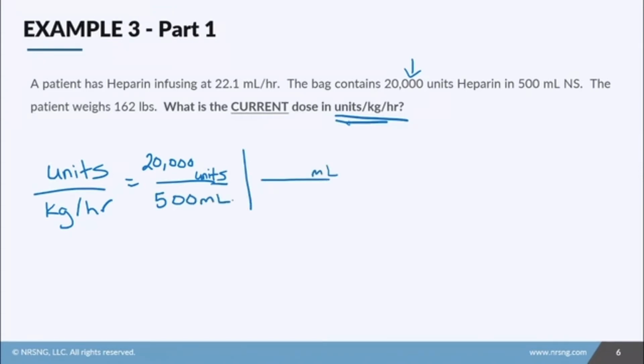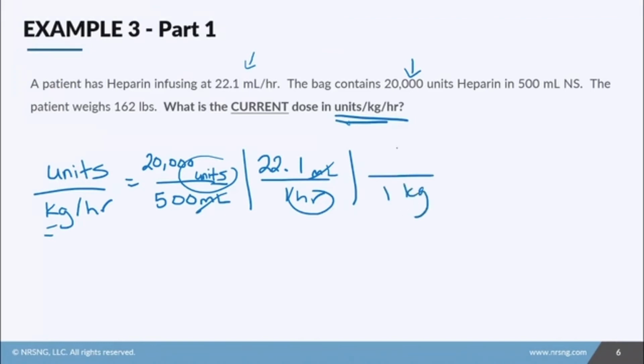Transfer your units across. What do we know about milliliters? 22.1 milliliters in 1 hour. Cancel milliliters. We've got units, we've got hours, we're missing kilograms. So let's say 1 kilogram down here because that's where we need it, right? And then we're going to do a conversion because we don't know anything about kilograms.